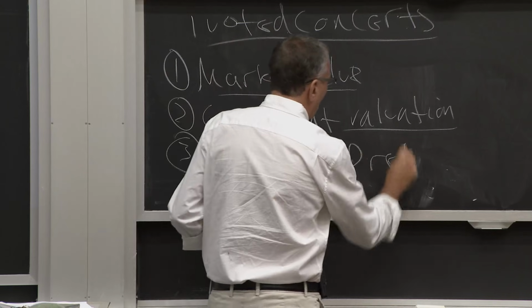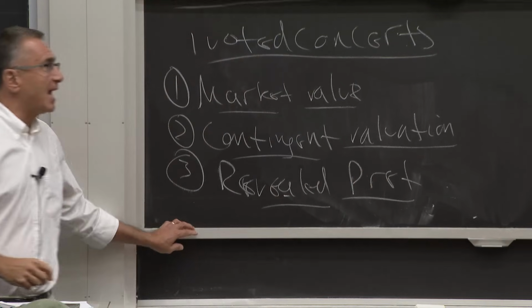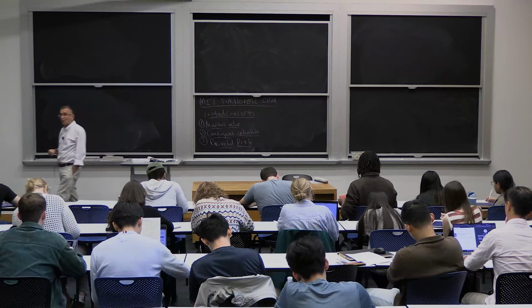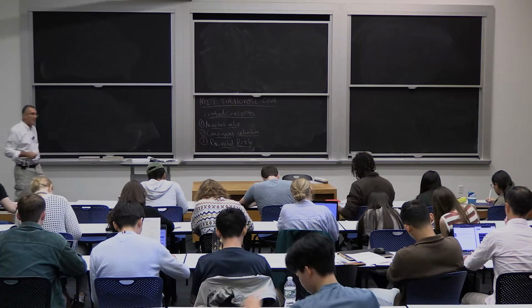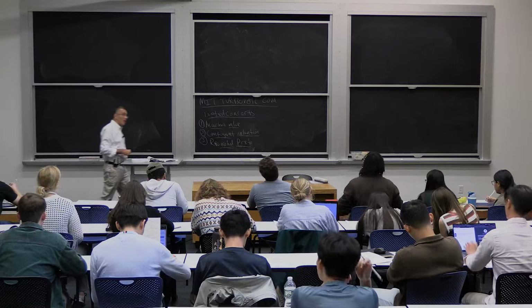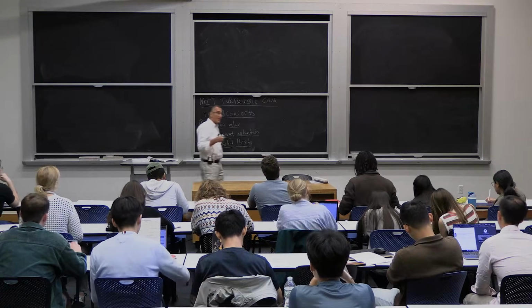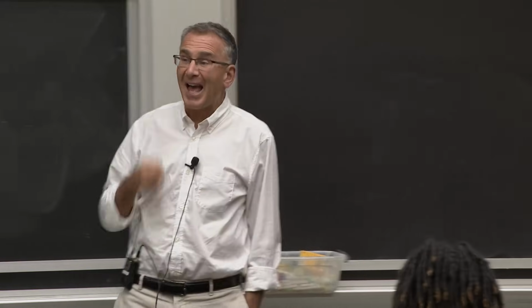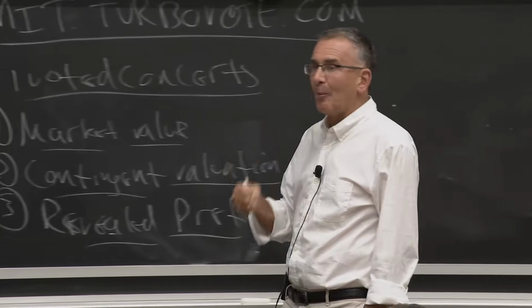Revealed preference, which is basically saying, people might not know how to answer a question, but their actions betray their true valuation. That's the fundamental rule of economics: you want to know something about people, look at what they do, not what they say. And revealed preference methods are ways of using people's actions to value how much they value things.